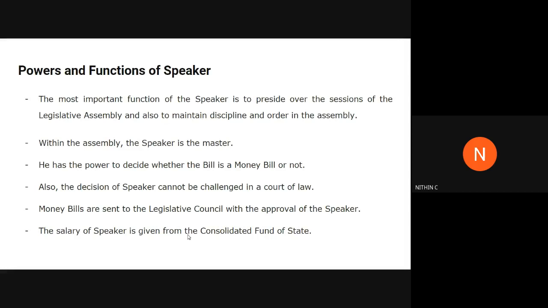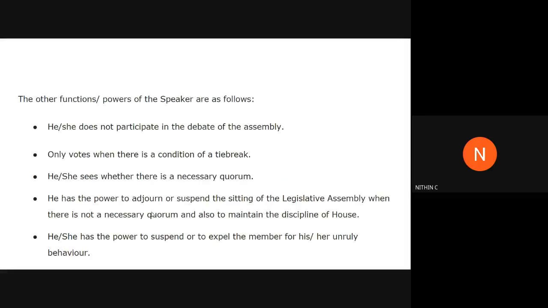Money bills are sent to the legislative council. If there are two houses in the state, that applies. If there is only a legislative assembly, that point is not applicable. When there are two houses within a state, then this one is also applicable. That is, money bills are sent to the legislative council with the approval of the speaker, and the salary of the speaker is given from the consolidated fund of the state.